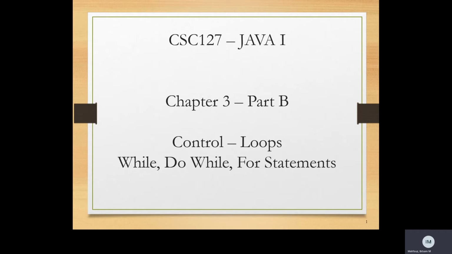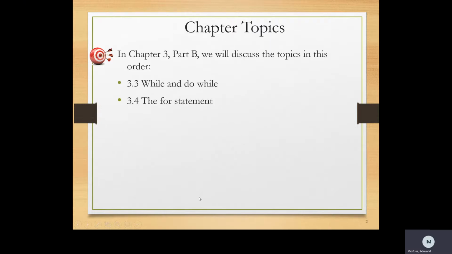The second part of chapter 3 that we will be starting today also has to do with controlling when some code gets executed. But what we're going to look at now is writing loops. There are 3 ways of writing loops that we will learn in this part of the chapter. The 2 sections from the textbook that you can refer to are 3.3 and 3.4.